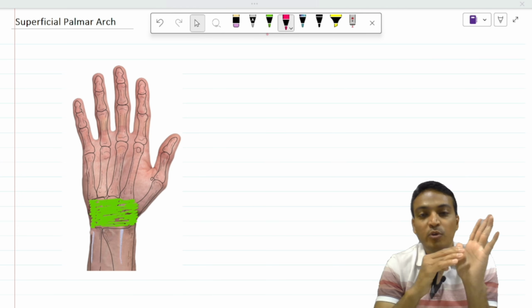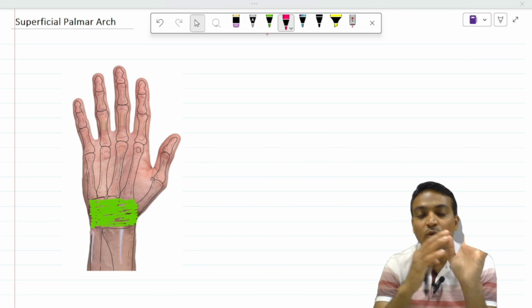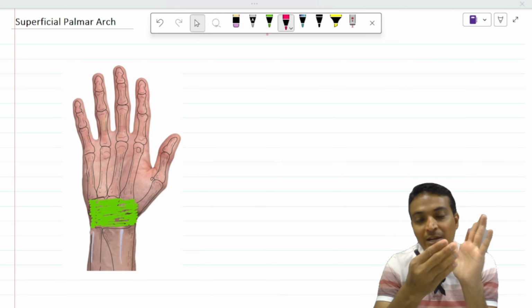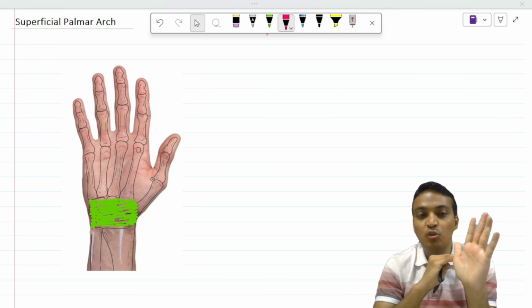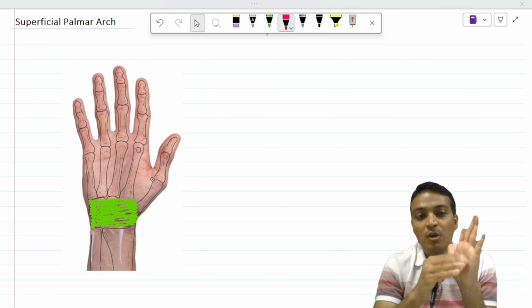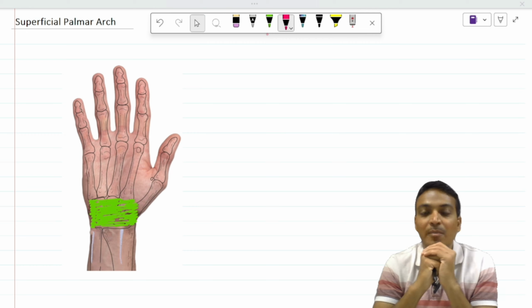Below the palmar aponeurosis we find this superficial palmar arch, and just deep to the superficial palmar arch we find the long flexor tendons which reach up to the digits, and along with the long flexor tendons we have lumbricals. Deep to these long flexor tendons we have the deep palmar arch also. But right now we are going to discuss the superficial palmar arch.